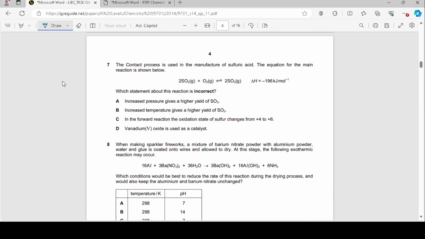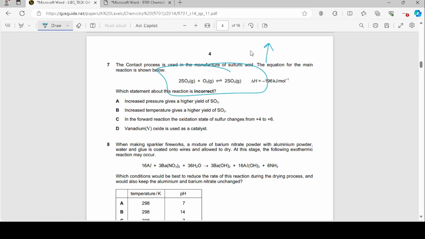The contact process is used in the manufacture of sulfuric acid. The equation for the main reaction is shown. Which statement about this reaction is incorrect? So, the first statement is increased pressure gives a higher yield of SO3. Well, would it?